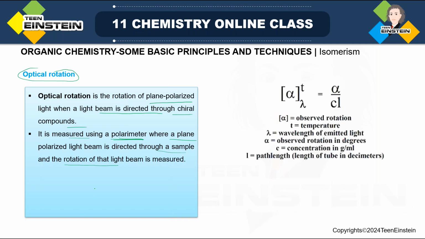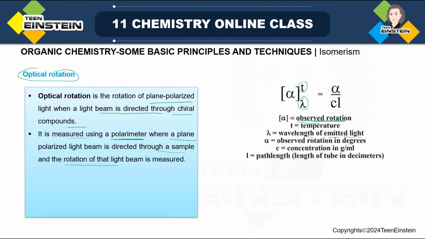Now here you can see some equation. On the left hand side we have alpha within the third bracket, and this is actually the observed rotation. This small t, as you can see, is a superscript, and there is lambda mentioned as a subscript. Lambda is basically the wavelength of the emitted light that we have used. So this is the observed rotation, or you can say optical rotation. Observed rotation means the rotation that you are measuring, that is the experimental value. Whatever rotation you are seeing in the polarimeter, that is actually the observed rotation, and that is also the optical rotation. So this is dependent on temperature and wavelength.